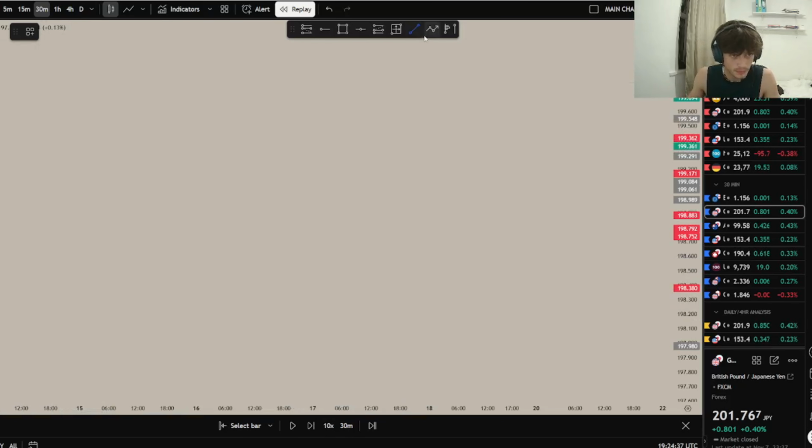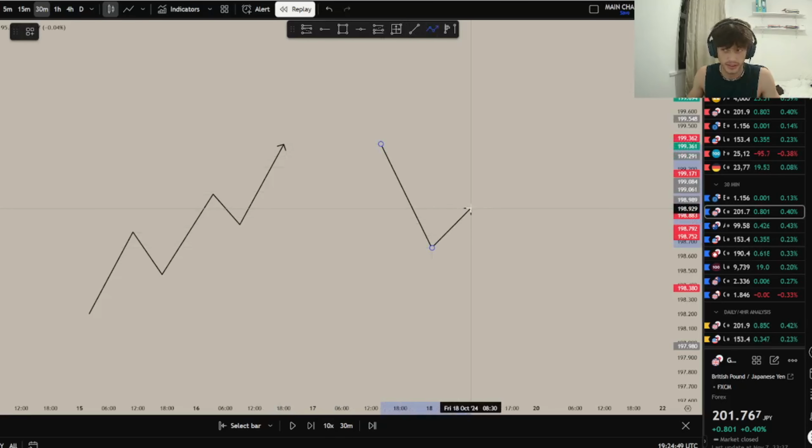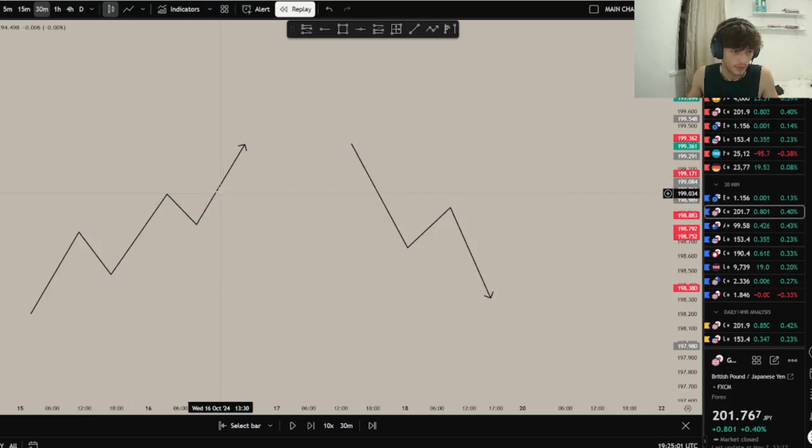First of all, I'm looking for price to either be bullish, making higher highs, lower highs, higher highs and lower highs, or making bearish price action like this. That gives me a bias on the day, whether I should be looking for supplies or sells, demands or buys. So let's say I'm in a bullish scenario here.